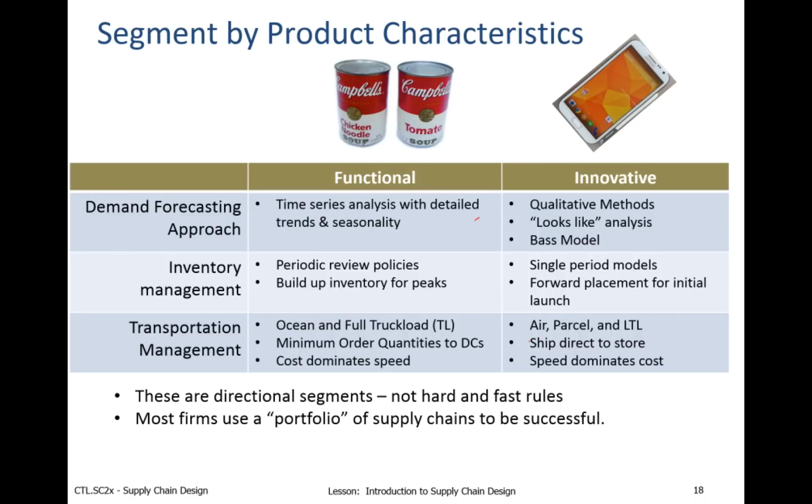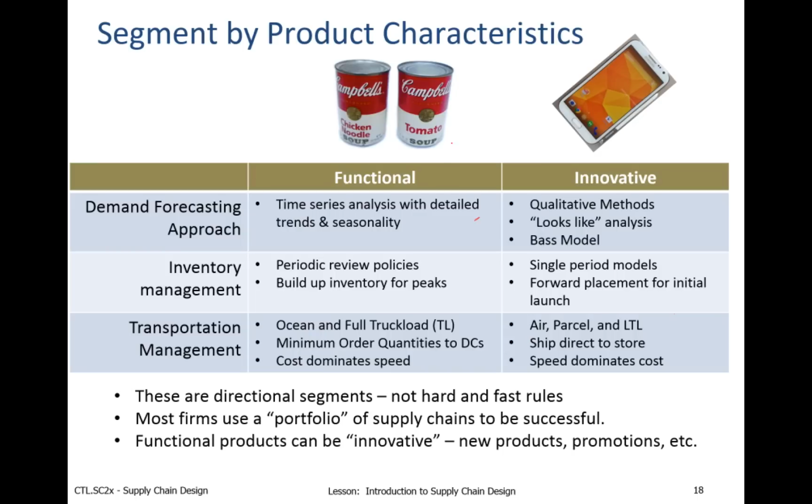They're going to have a portfolio of different supply chains that can meet the needs and requirements of all their products, because every company will have some functional products and some innovative products. And so they need the supply chains to be able to adapt and be flexible to handle all the different products. Also, functional products can be innovative.